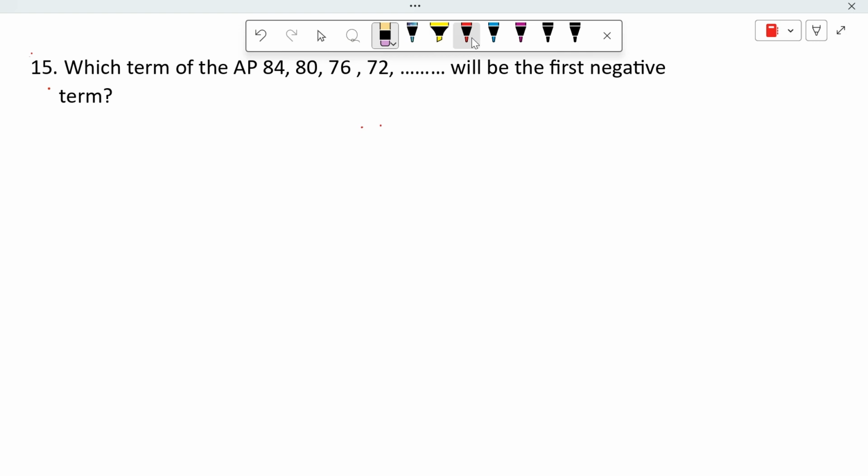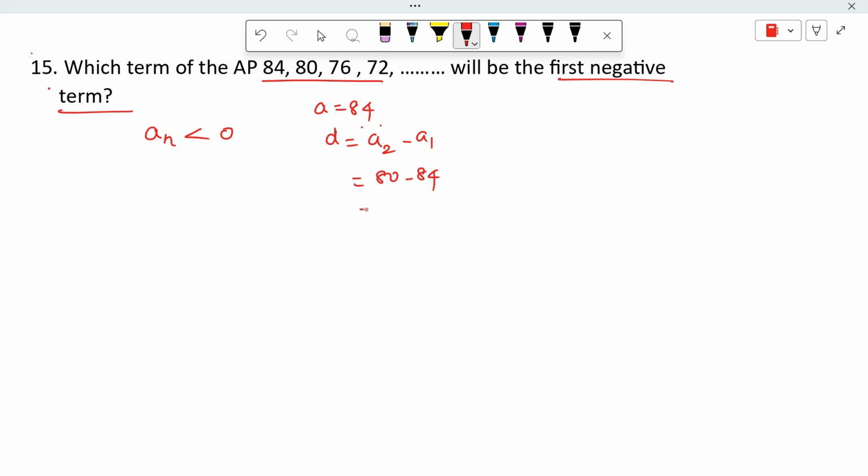Question number 15. Which term of an AP will be the first negative term? In order to get the first negative term, we have the relationship an should be less than 0. So from the sequence, I can identify a is 84 and d is a2 minus a1, which is 80 minus 84, the second term minus the first term. So d is going to be negative 4.